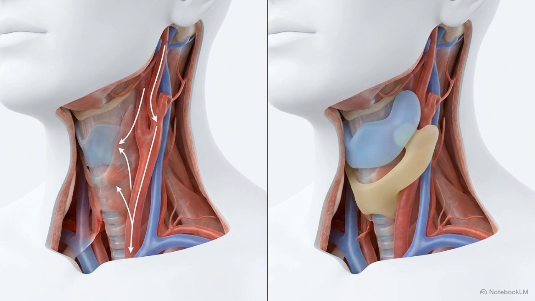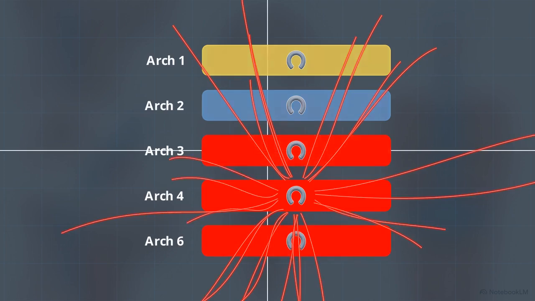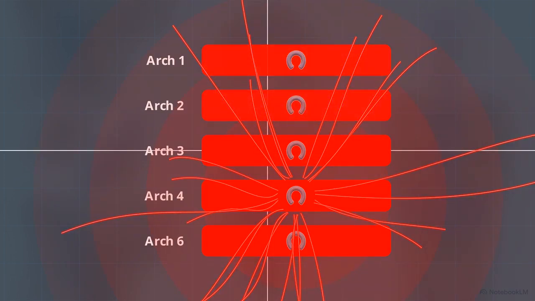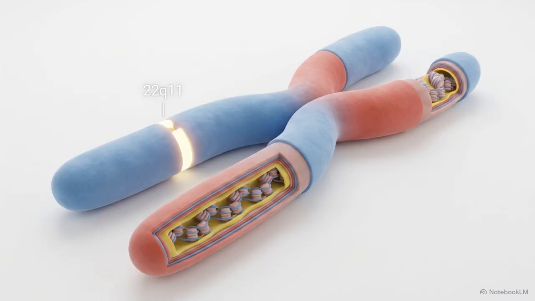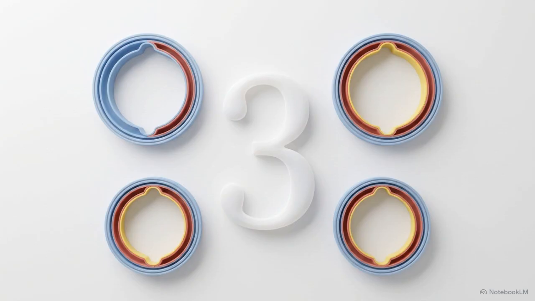Beyond localized structural defects, failures within the pharyngeal apparatus can trigger systemic collapse. The clearest example is DiGeorge syndrome, caused by a deletion on chromosome 22q11. The core defect in DiGeorge syndrome is impaired neural crest cell migration. Without this vital delivery, pharyngeal pouches 3 and 4 fail to develop correctly. The resulting clinical triad maps directly to the structures we outlined.